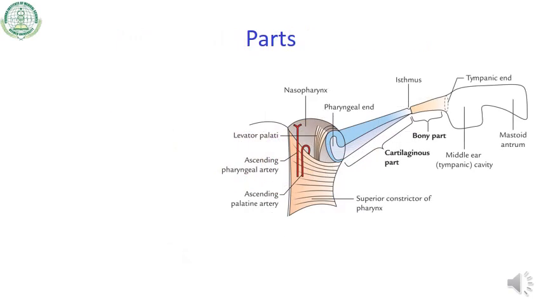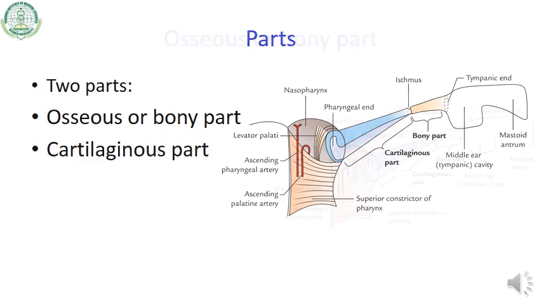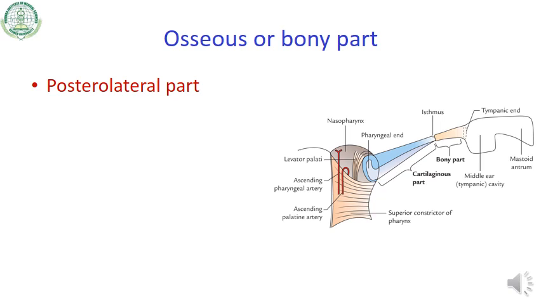Now what are the parts of the auditory tube? Already we have seen it has two parts, the osseous part or the bony part. This is osseous or the bony part, and the second is cartilaginous part. So this is cartilaginous part. First we'll see the bony part.